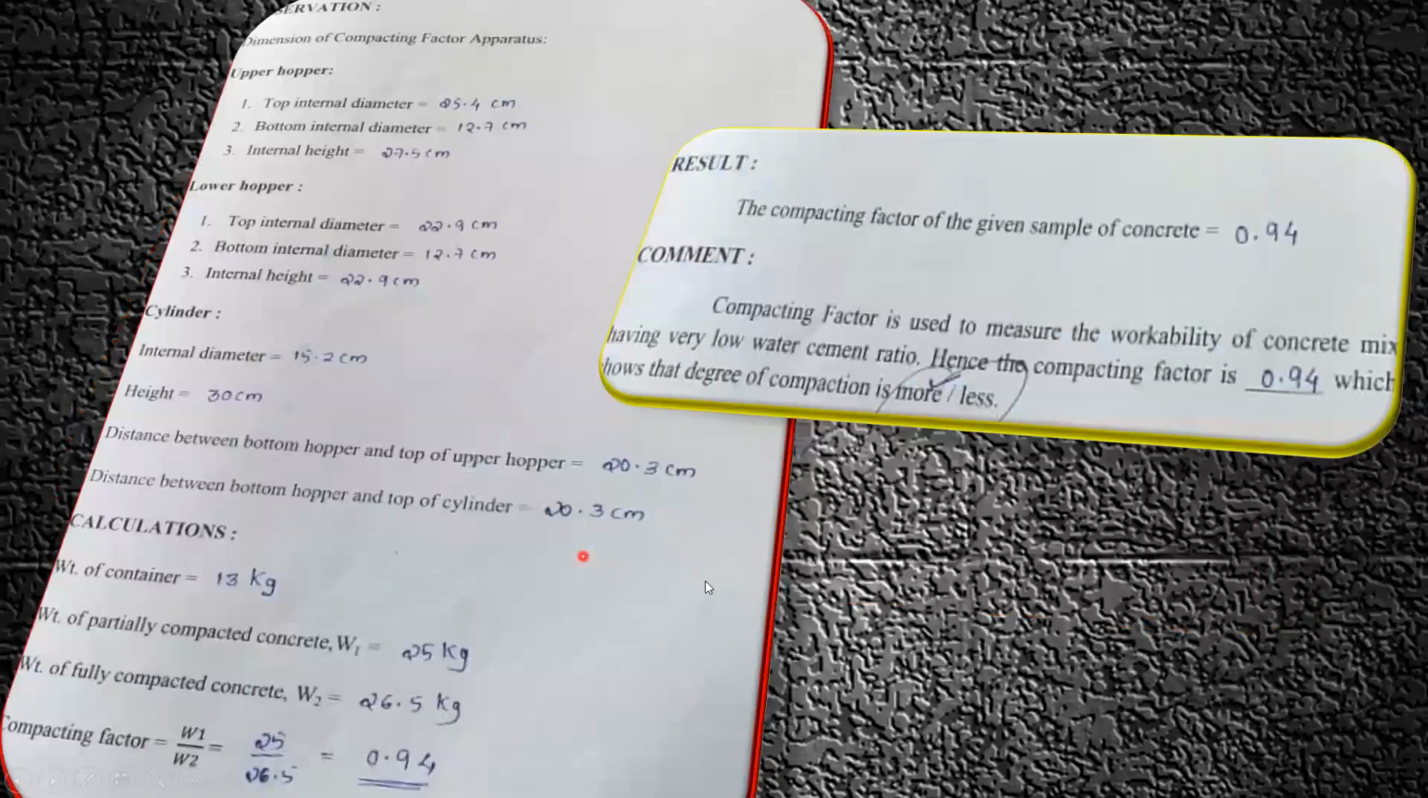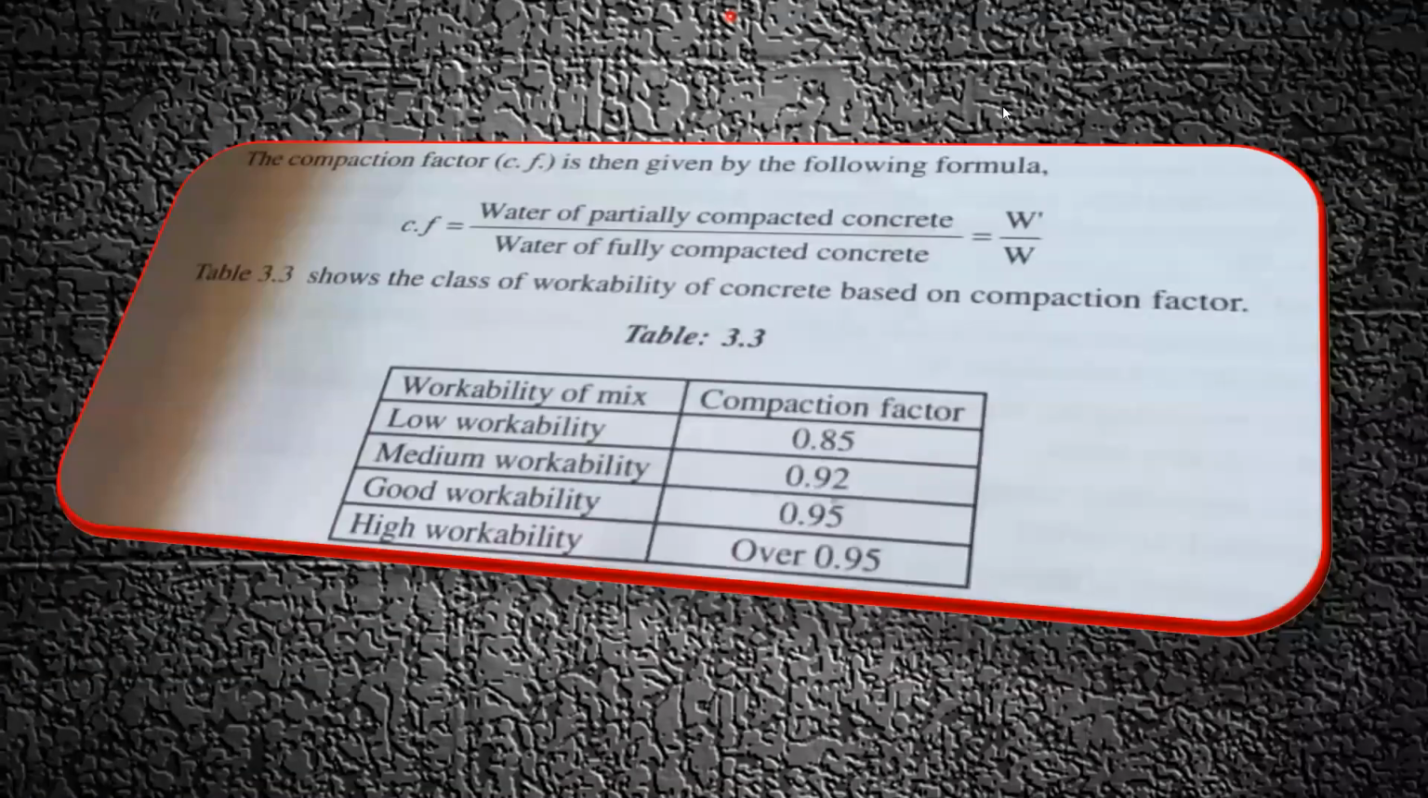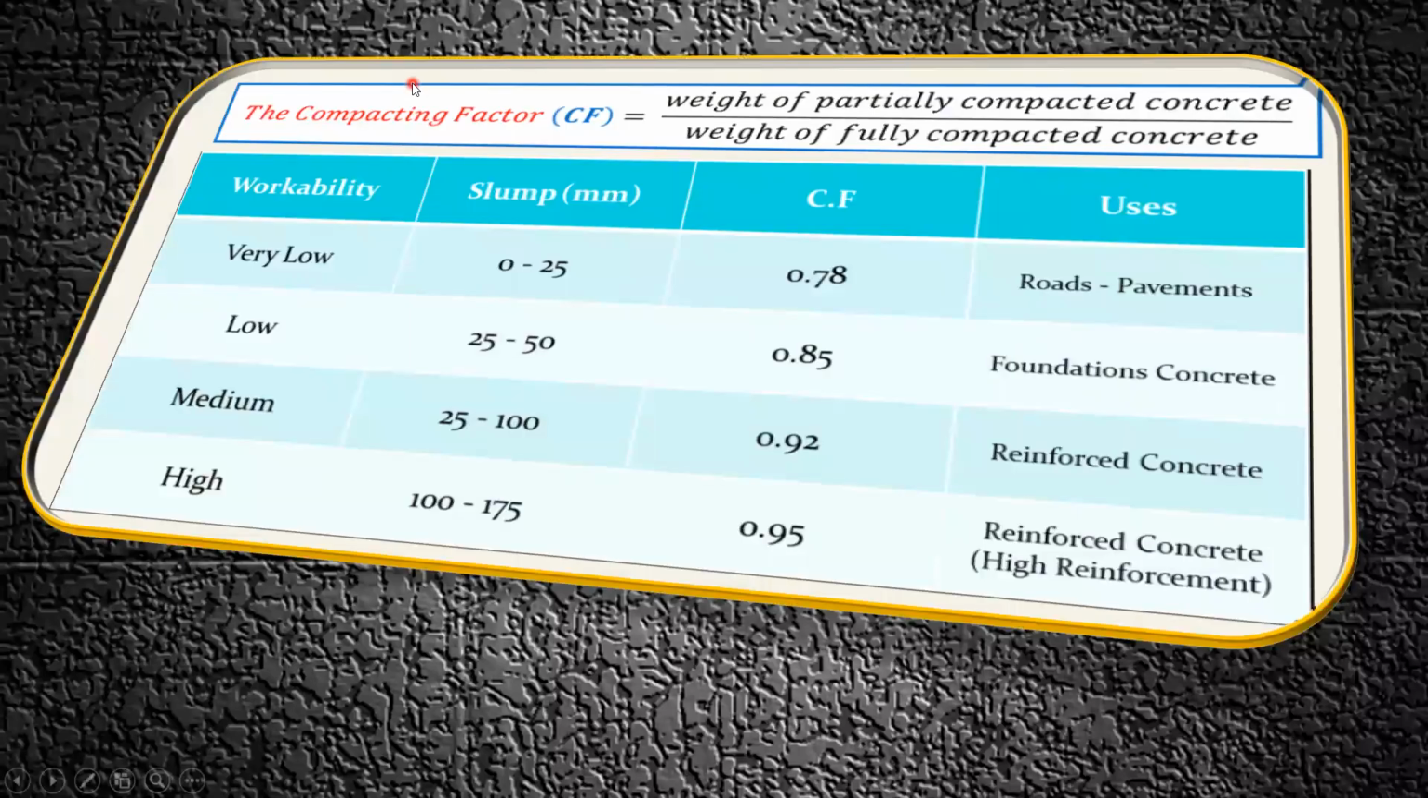So according to our answer, we got 0.94, right? So what kind of workability am I having in this particular concrete? 0.94 lies within 0.95, so I'm having a good workability. So with the help of a compaction factor test, I can tell what kind of workability I'm getting, right? Other than that, this is the other thing you can find.